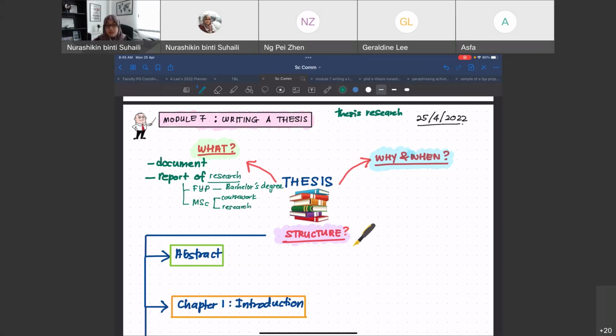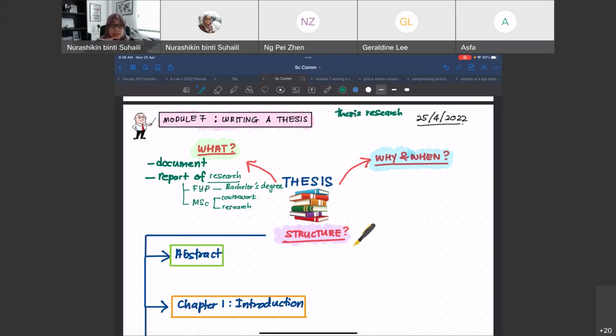So another type of MSc is MSc by research, okay? So just now, coursework depends on a lot of classes and exams, yeah? That is coursework. But MSc by research is normally 2 years, and during that time you don't have to attend any exams. What you have to do is research, full-time research in the lab, okay?